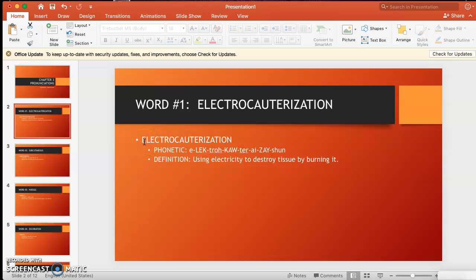Here's my first word, and it is going to be pronounced electrocauterization. Electrocauterization. Definition is using electricity to destroy tissue by burning it. Once again, electrocauterization.